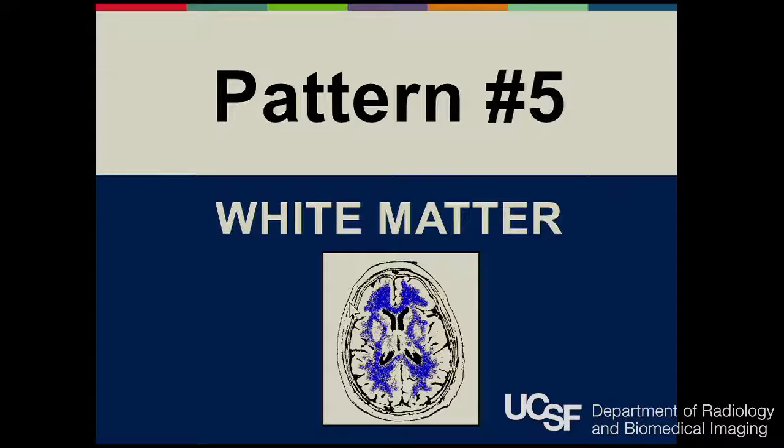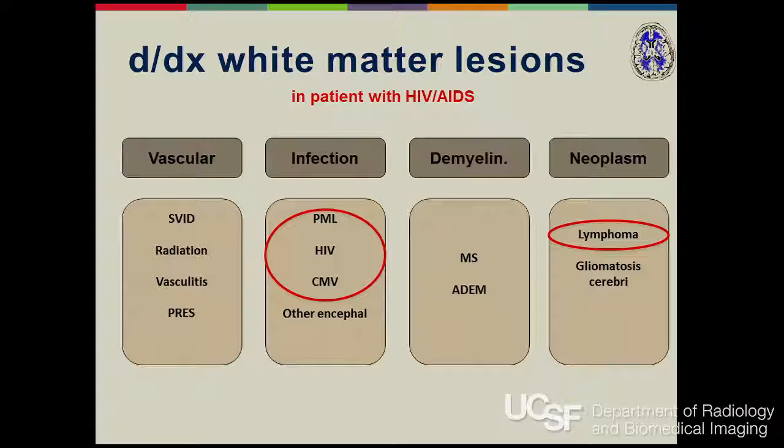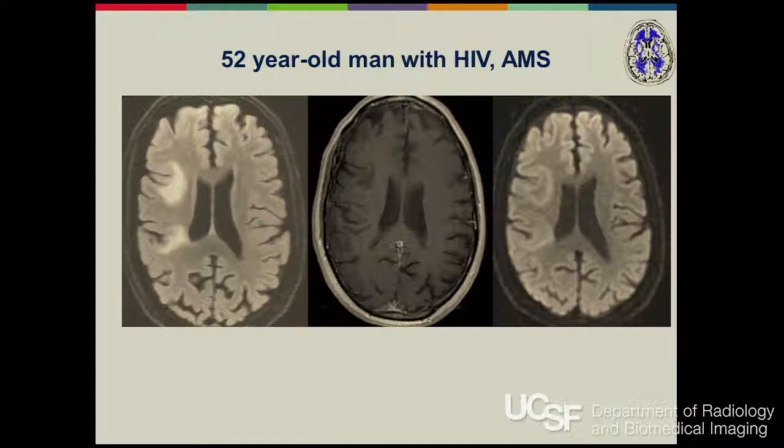Moving on. Our final pattern is the white matter infections. And again, white matter lesions, a very broad differential. For infection, we're going to focus once again on our AIDS patients, our immunocompromised, and the most common manifestations of PML and HIV in the AIDS patient.